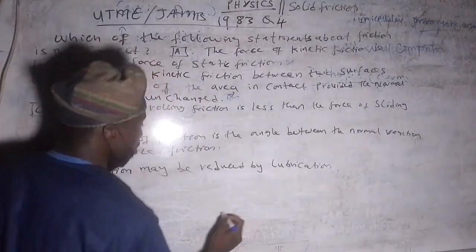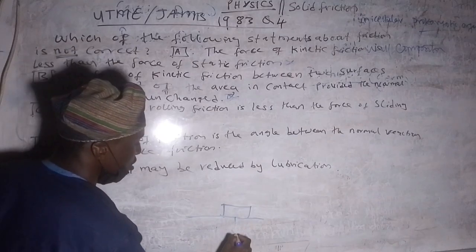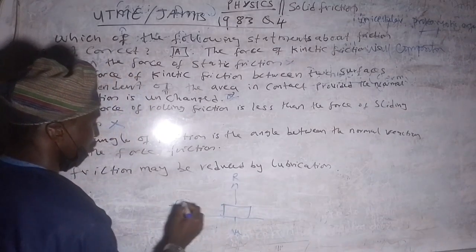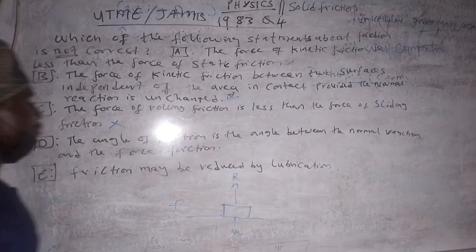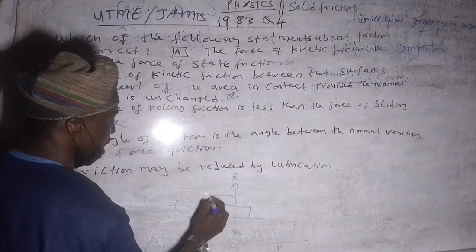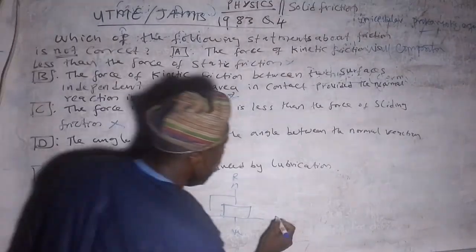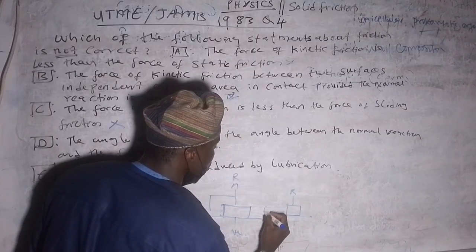So we are having a body like this on the table. This is our weight. This is our reaction R. This is our friction F. They said the angle of friction is the angle between the normal reaction and the force of friction. They said the angle of friction will be the angle between this and this. Is it true? No. This is reaction, this is friction.